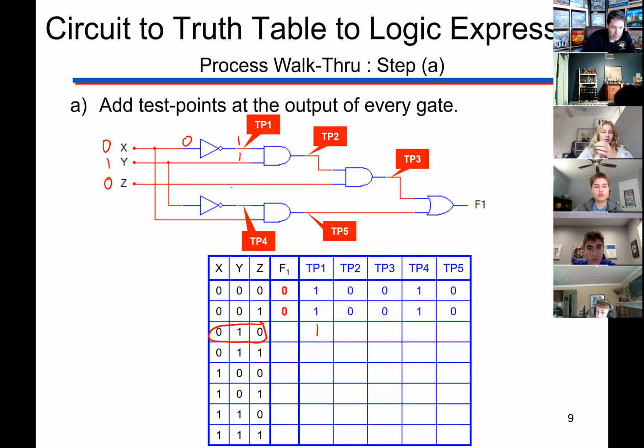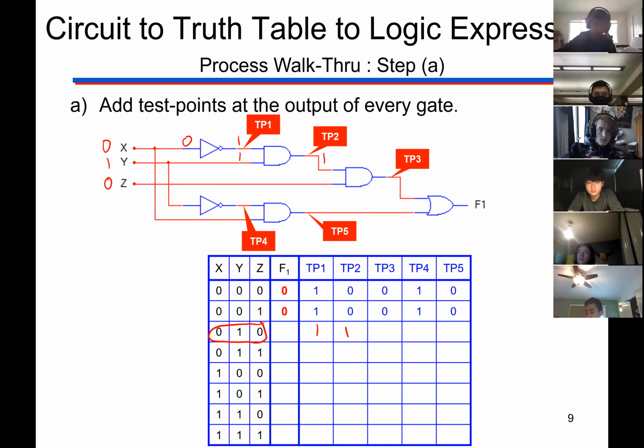So let's see, Carter, what's test point 2 going to give me? That would be a 1. Yeah, we've got a hot and a hot, an on and an on. So they're going to give me a 1 there. All right, making sense so far?